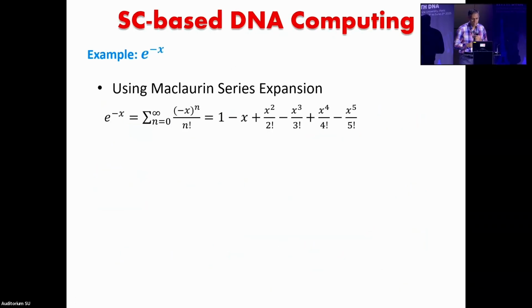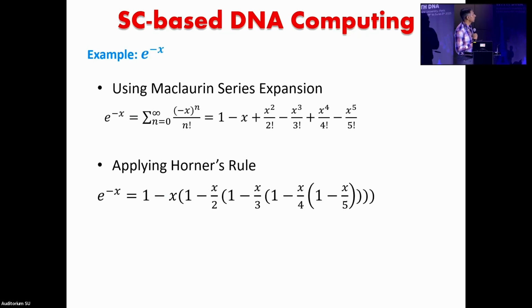So here I have one example of how we map the functions to chemical reactions. Let's assume that we have the exponential function. Then we obtain the Maclaurin series of the function here. We truncate it at some point based on the accuracy that we target. And then we reformat it. For example, here we have used Horner's rule.